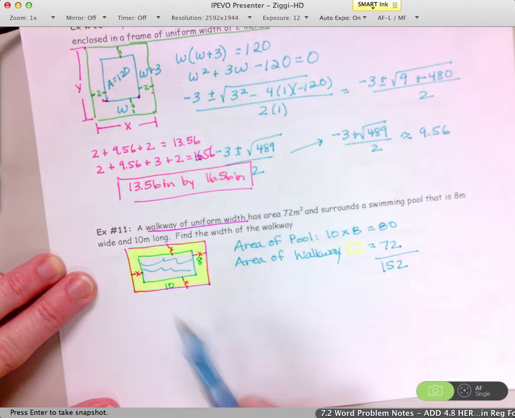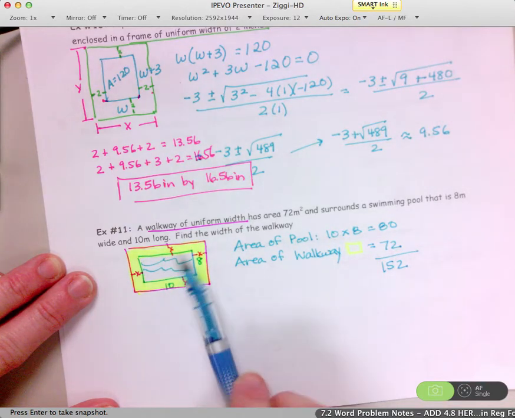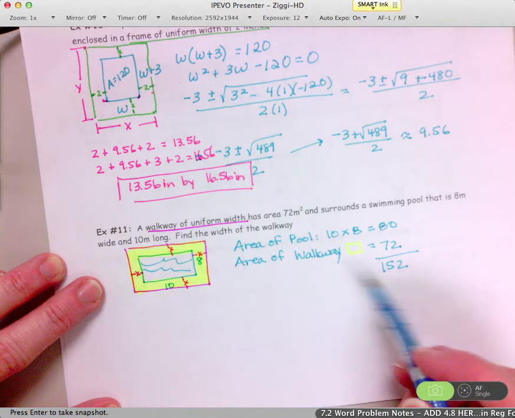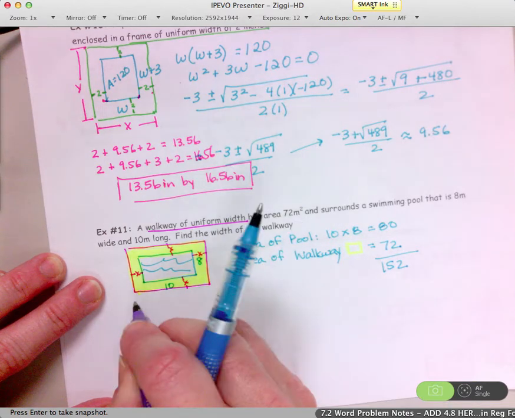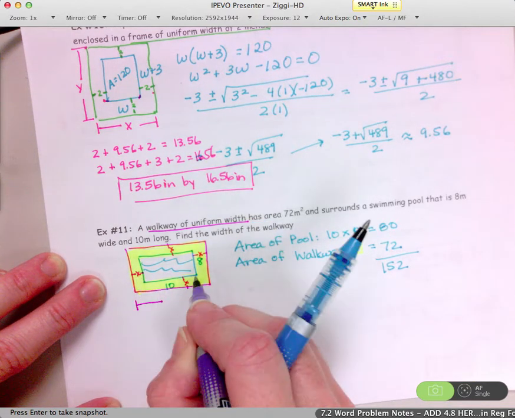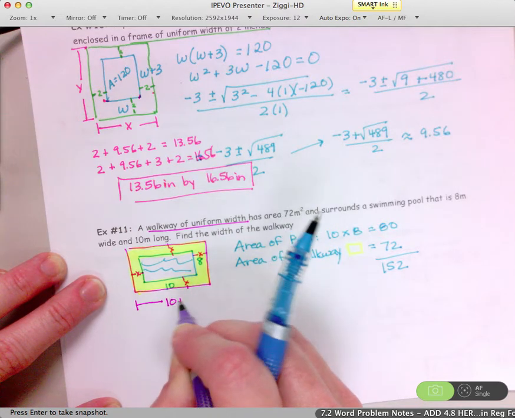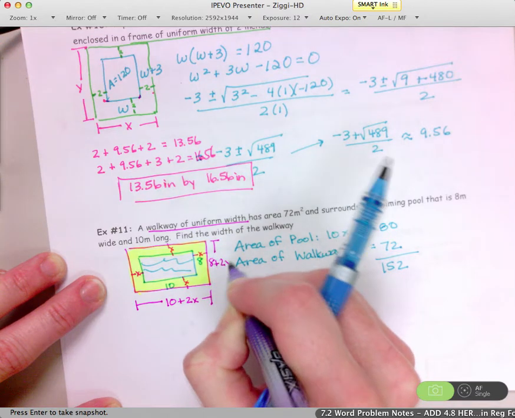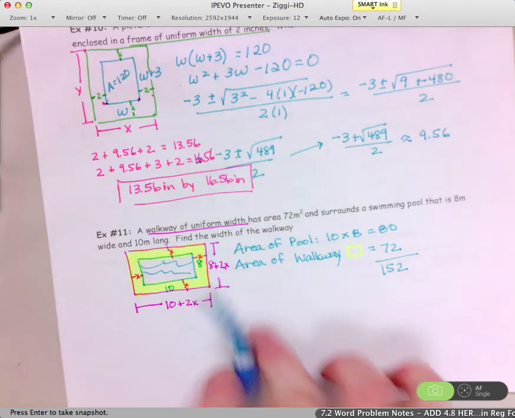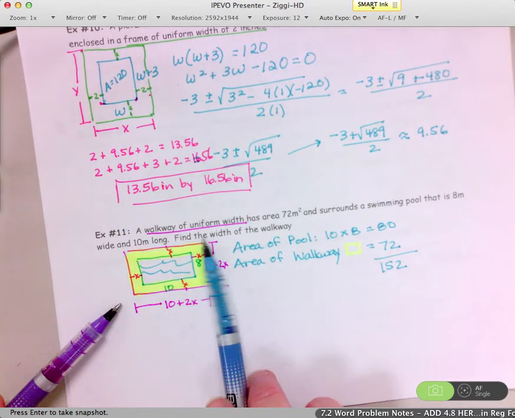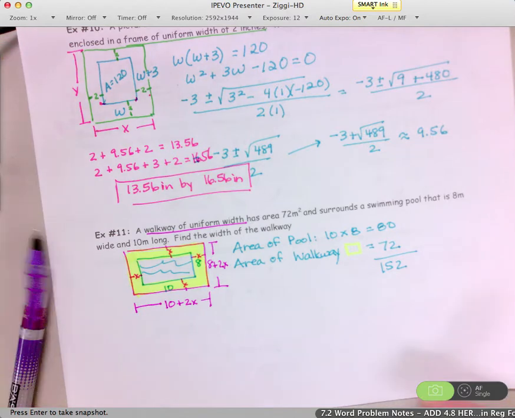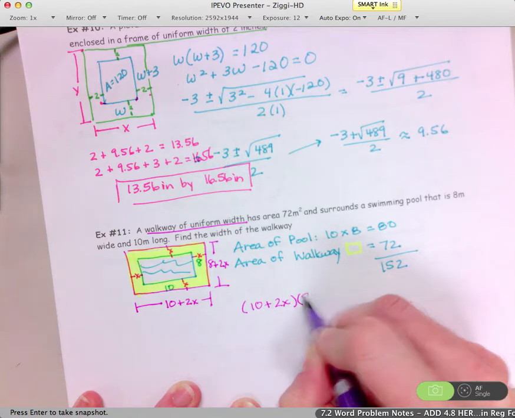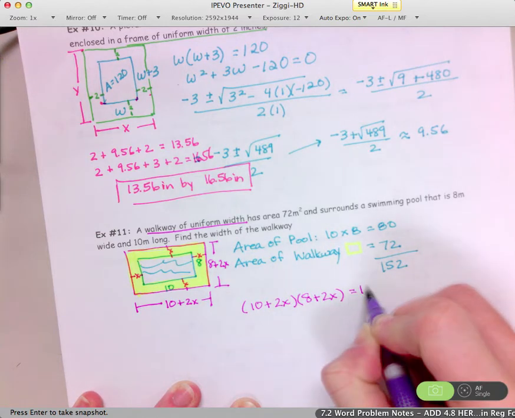When I say the whole area, I mean the whole thing, both the inside here and the outside, that's 152. So if the area of the pool plus the area of the walkway equals the whole thing, well, what is this? The whole thing here is x plus 10 plus x, so 10 plus 2x. And then this way it would be 8 plus 2x. Since we know the area of the whole thing, we needed the length and the width of the whole thing. So now our equation is (10 plus 2x) times (8 plus 2x) equals 152.